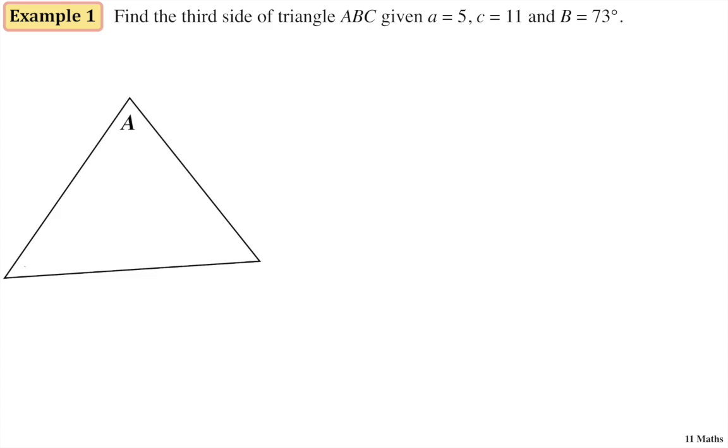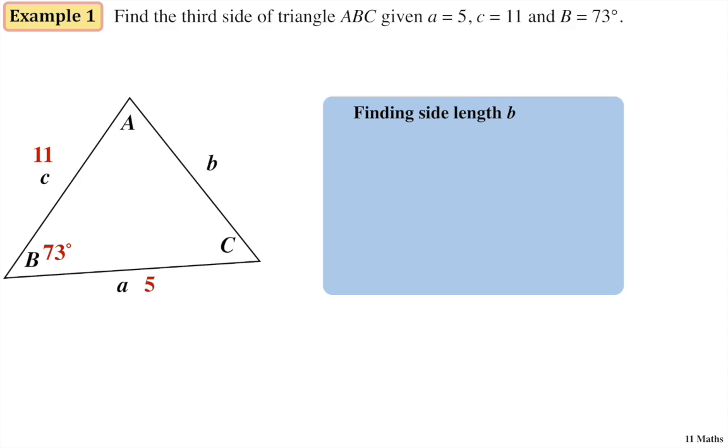Let's get into it. Okay, so we're given a triangle ABC. We know little a, little c, their lengths, capital B is an angle. Let's put what we know onto our triangle. Now, because we know two sides and the included angle, which means the angle between those two sides, we can use the cosine rule to find the missing side over here.